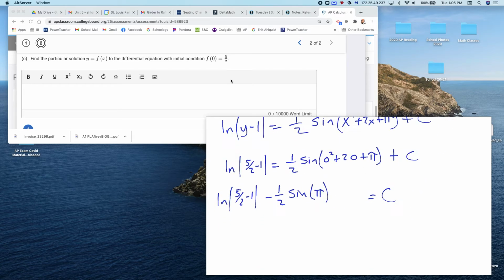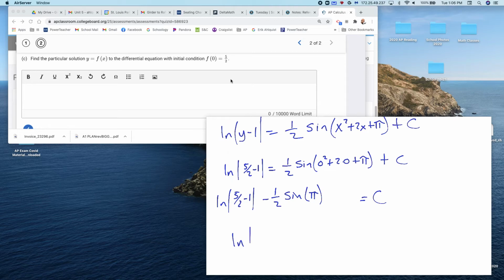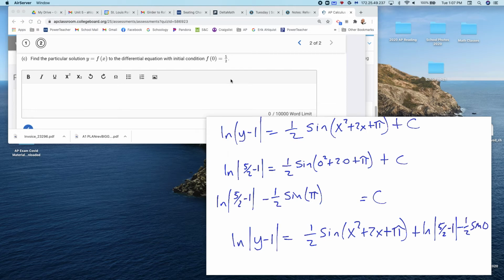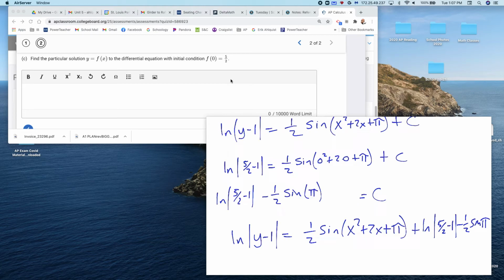So my new equation that I'm working with is the natural log of y minus 1 is equal to 1/2 sine x squared plus 2x plus pi plus natural log 5/2 minus 1 minus 1/2 sine of pi. I know that I could leave that. I know that I could simplify that a little bit, but I am not going to.